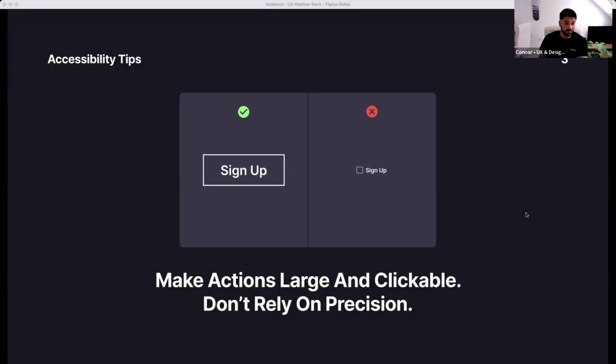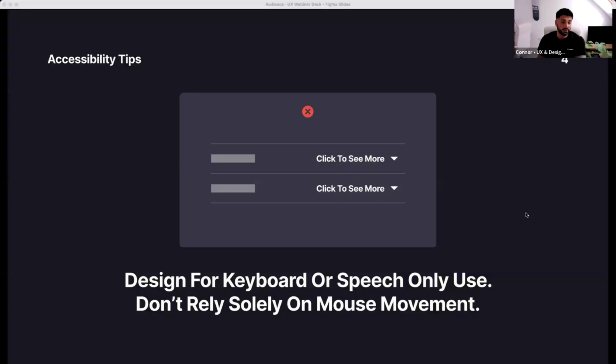Again, for any assistive device users, really small calls to action and actions are just going to be really difficult to use, if not impossible. Make actions large and clear with what they're trying to do. Design for keyboard or speech only use. Don't rely on mouse movement only.